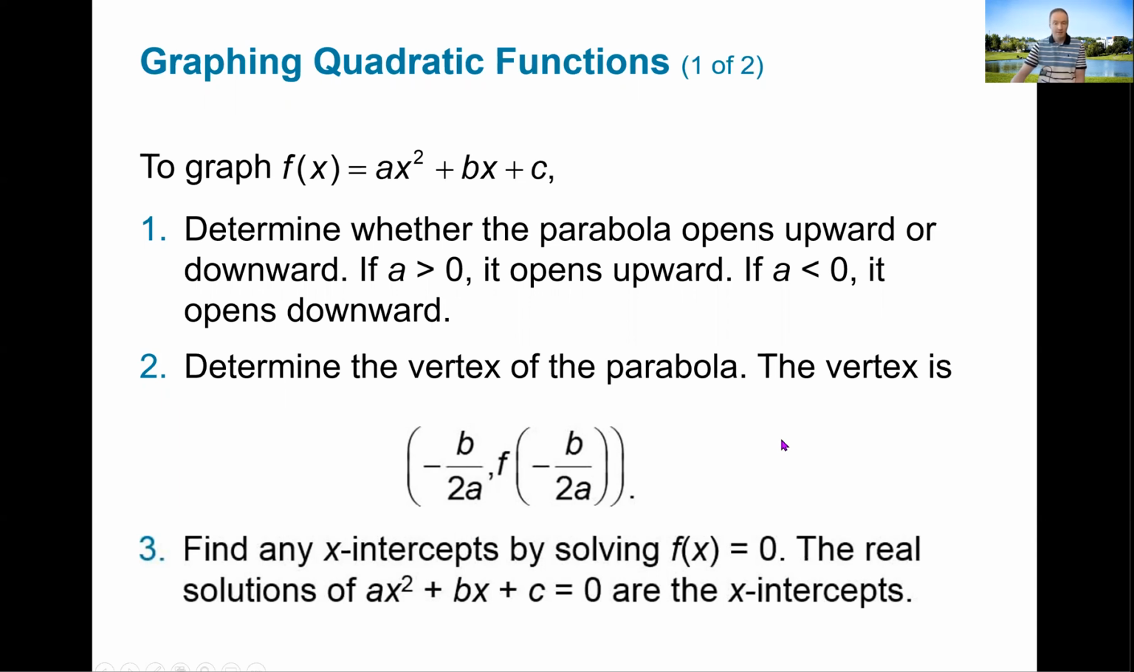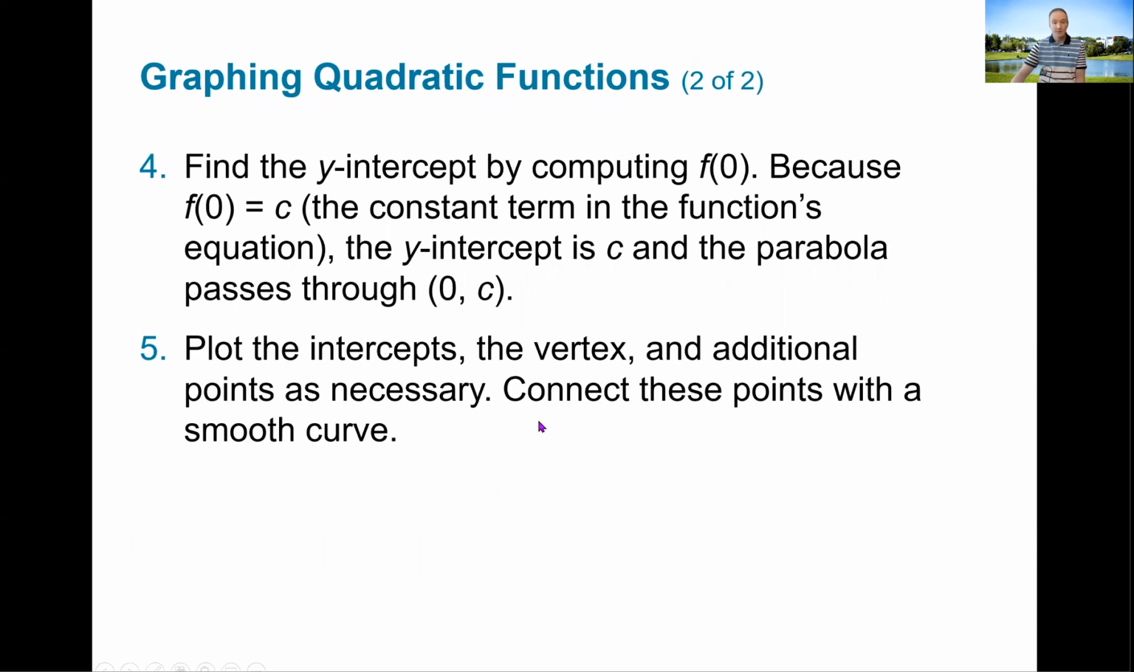How are we going to find our x-intercepts? Every single time, you find them by setting y equal to 0, or in this case, f of x equal to 0. So you set the y value to 0 and solve for x. Those are your x-intercepts. Similarly, you find the y-intercept by setting the x value equal to 0. So you'll just plug in 0 into your function, and that's going to equal c, where that c value is your y-intercept. And then the last step, you can plot these points, the y-intercept, the x-intercepts, and the vertex, and you'll have a smooth graph of your parabola.